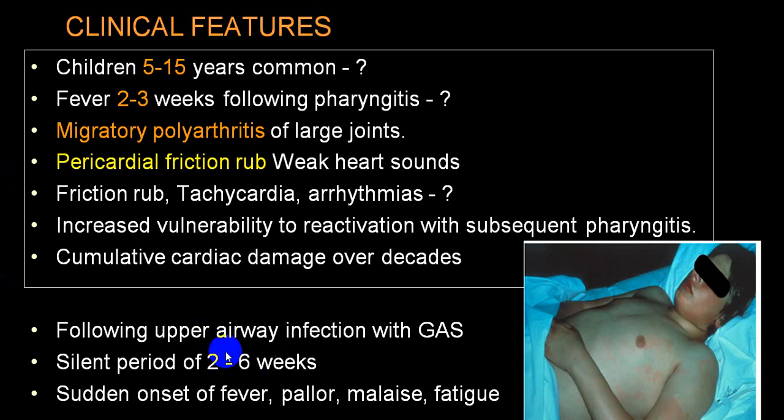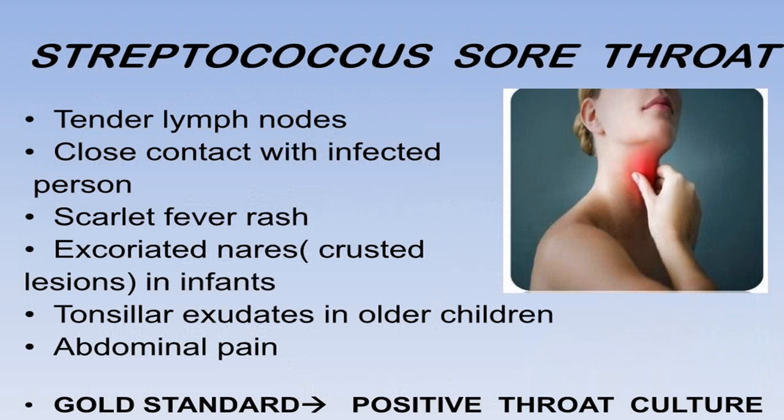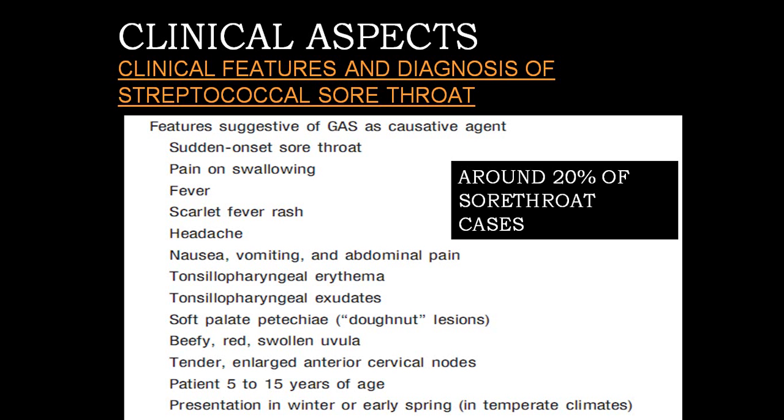A person can have a silent period of 2 to 6 weeks, and then there is a sudden onset of fever, pallor, malaise, fatigue, etc. And along with that, you get involvement of skin, subcutaneous tissue, you get joint involvement, you can have CNS involvement, you can have skin and cardiac involvement. But before that, the person can have streptococcal sore throat, can have scarlet fever, tonsillar involvement, etc. So these are all the different manifestations of streptococcal involvement. At your leisure time, you can go through.